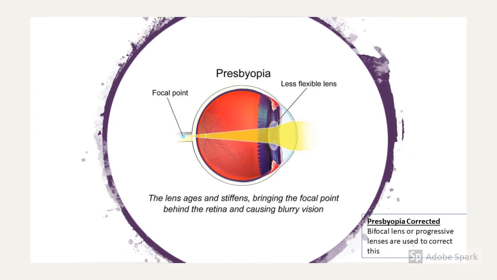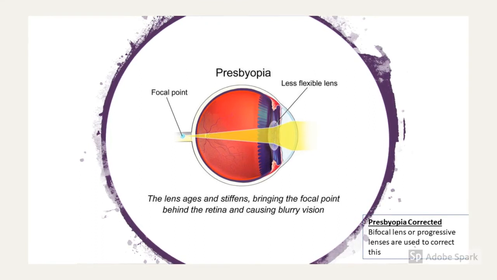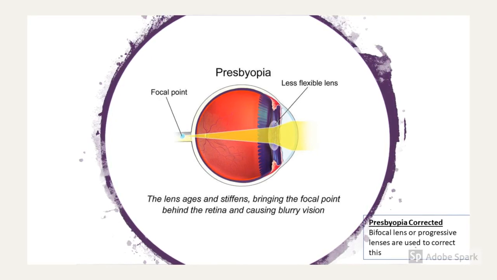Sometimes a person may suffer from both myopia and hypermetropia and needs bifocal lenses consisting of both concave and convex lenses. The upper portion is concave and the lower is convex.